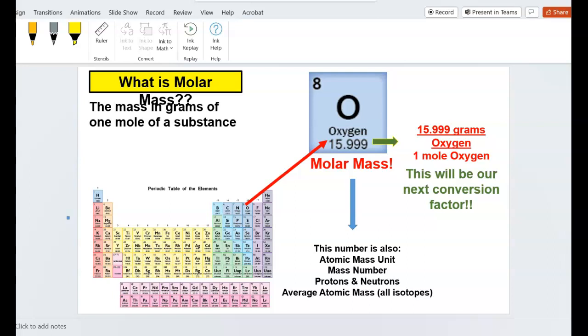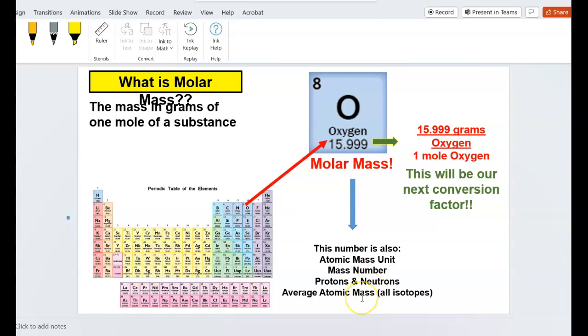And at the beginning of the year, this number at the bottom, this 15.999, in class, you probably referred to it as atomic mass unit, AMU. It's a mass number. You round it and subtract the protons out to get the number of neutrons.